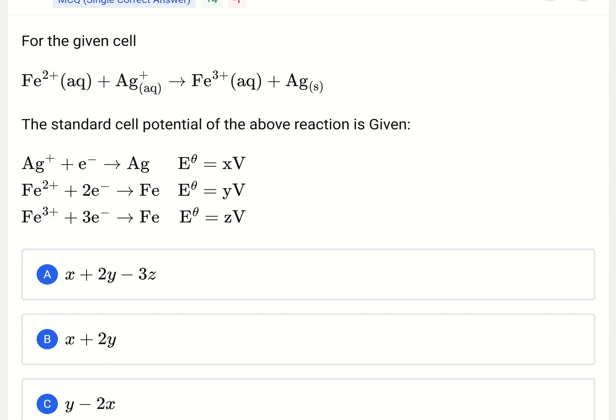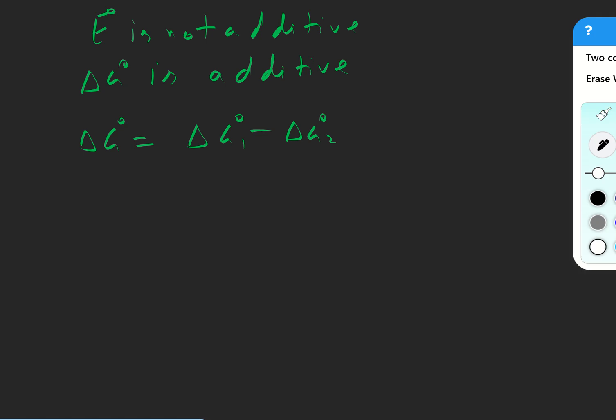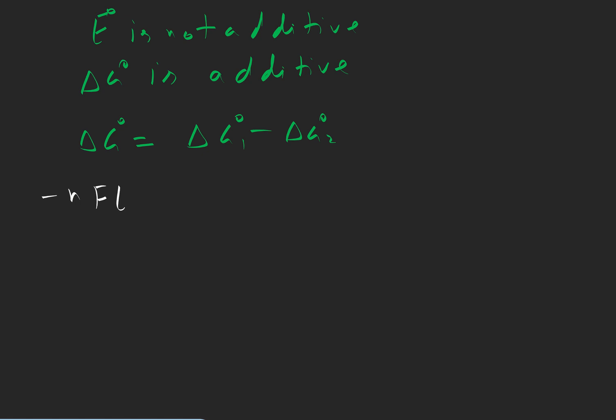Let me see the question once again. Fe2+ to Fe3+, one electron is being lost. That means in this case we will not add these two equations. We will subtract these equations. So minus nFE naught is equal to minus nFE naught of one minus of minus nFE naught of the other.